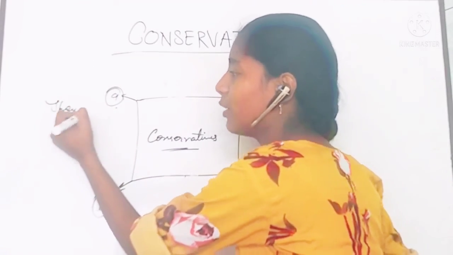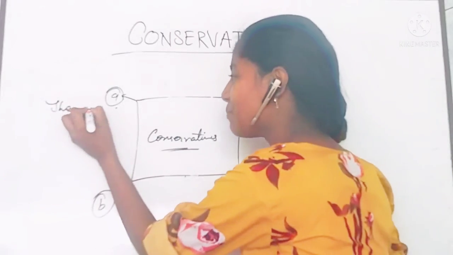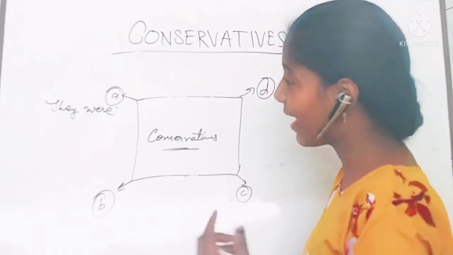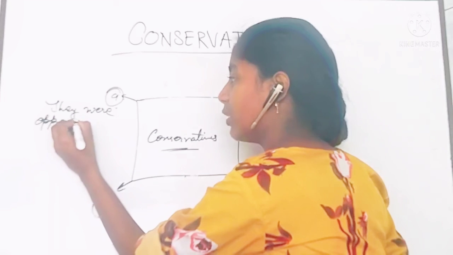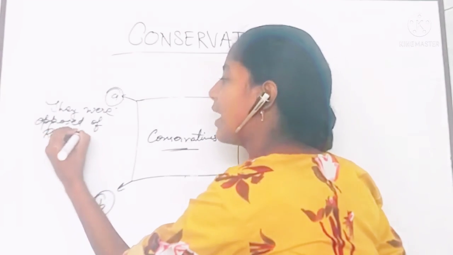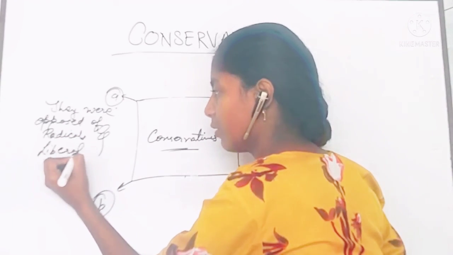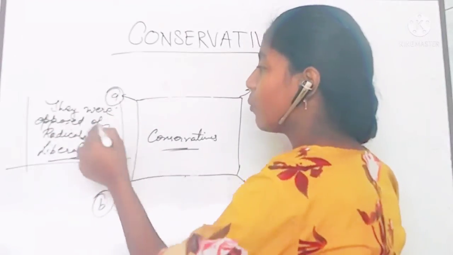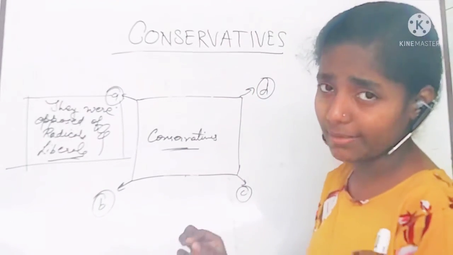They, who they? I want the answer. Simple, conservatives. I'm writing each of the lines, so you can write in your notebook. Alright. Conservatives, they were opposed to radicals and rebels. They were opposed to radicals and rebels. The first point that we got. Hopefully you understand. Very common, easily.